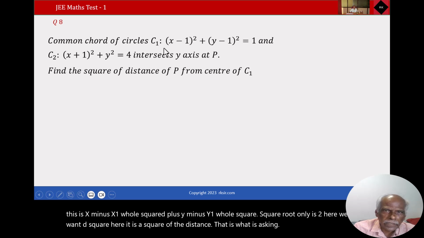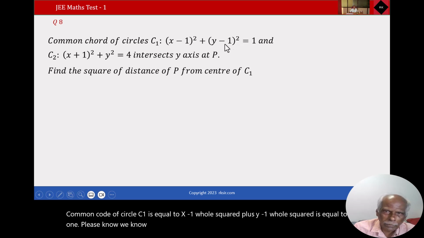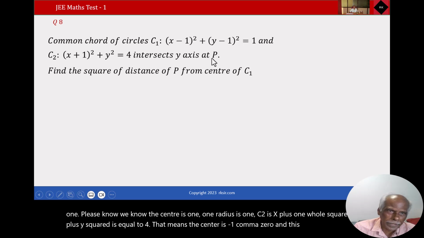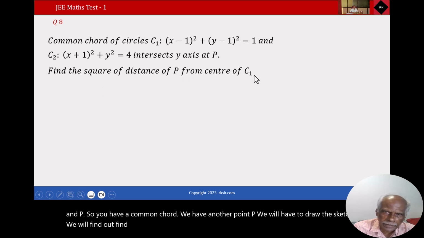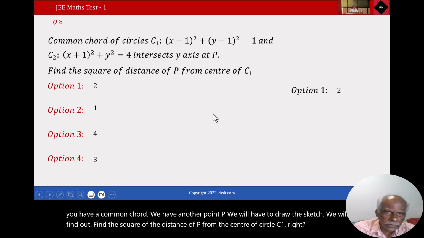Common chord of circle C1, which is (x minus 1) whole squared plus (y minus 1) whole squared is equal to 1. Please note, we know the center is (1, 1) and the radius is 1. C2 is (x plus 1) whole squared plus y squared is equal to 4. That means the center is (minus 1, 0). And this intersects the y-axis at P. So you have a common chord, and you have another point P. We will have to draw the sketch. Find the square of the distance of P from the center of circle C1. Right? The answer is 2. We will see how to get it.